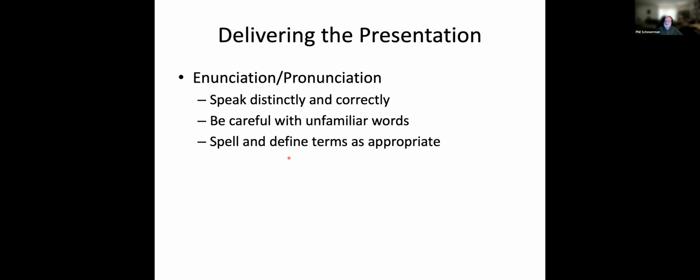Make sure you practice how to speak all the difficult words as part of your practicing. Enunciate and pronounce clearly. Speak distinctly and correctly. Be careful with unfamiliar words. Spell and define terms as appropriate. All of us have some words that we stumble on.